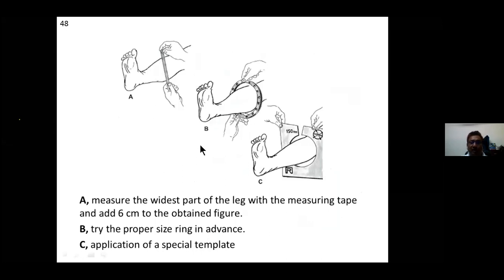Measure the widest part of the leg with the measuring tape. It is for the appropriate ring selection. You should select a ring which is easy for the patient and for you. For measurement, you measure the widest part and then add 6 centimeters, 3 centimeters anteriorly and posteriorly, to obtain the original figure. You may try the proper ring size in advance, and you can also apply the Smith and Nephew special template, but it is not available.